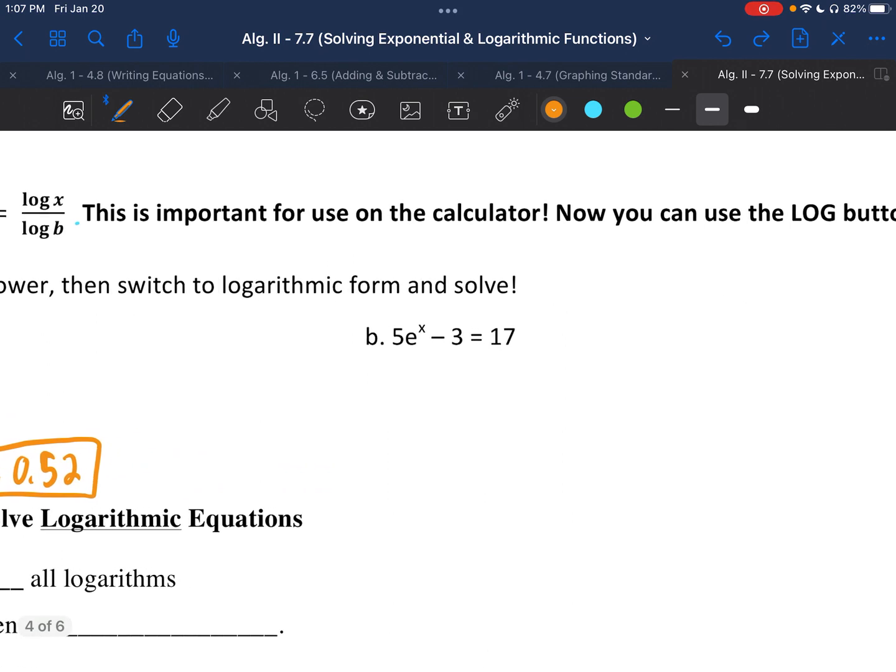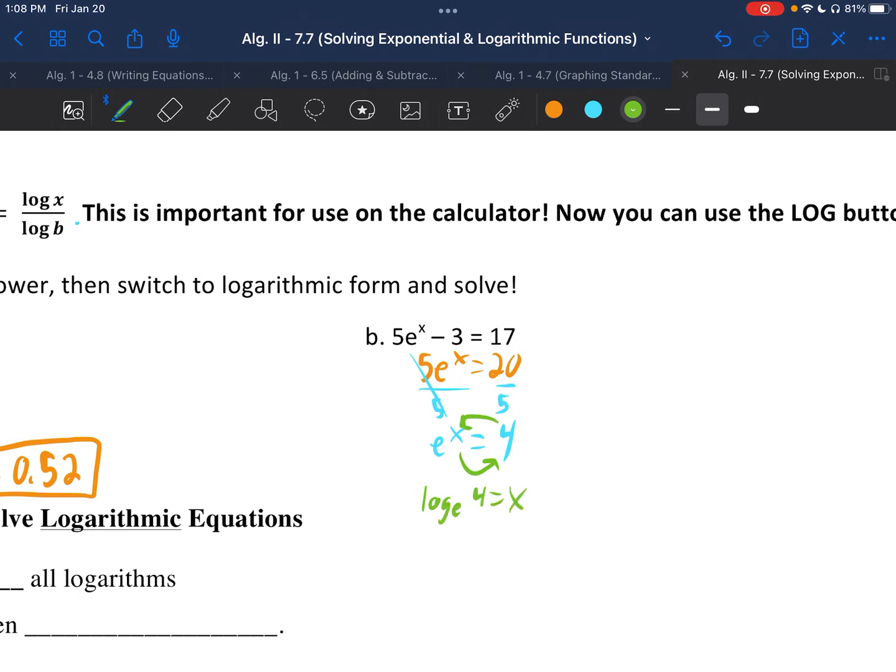Letter B, this time we will have to isolate the exponential because there's a 5 with it, the power thing being raised to a power, and a -3. So we'll first add 3, so get 5e to the x is equal to 20. Divide by 5. e to the power of x is equal to 4. So now we'll switch to the logarithms by doing that rotation thing. And so we'll get log base e of 4 is equal to x.